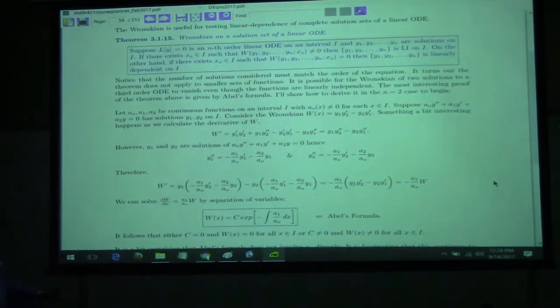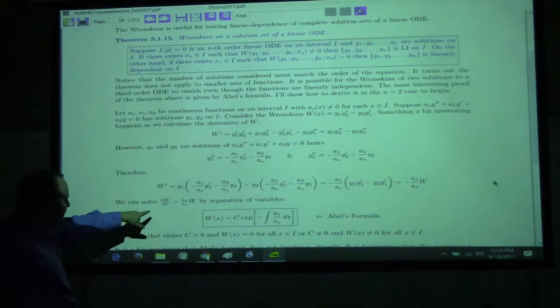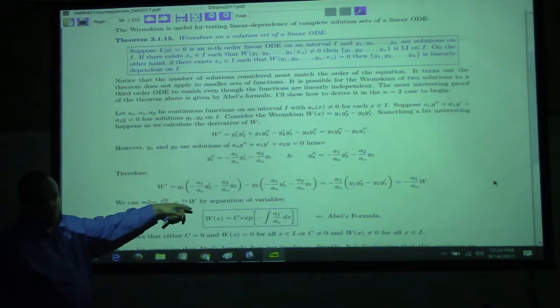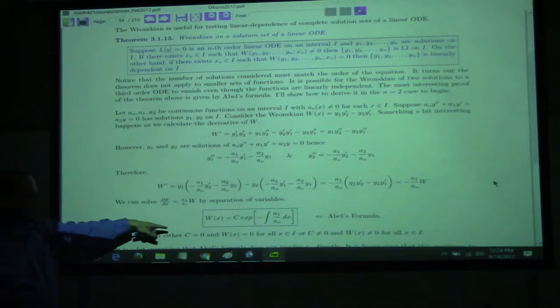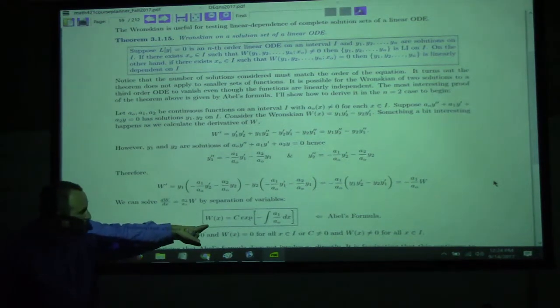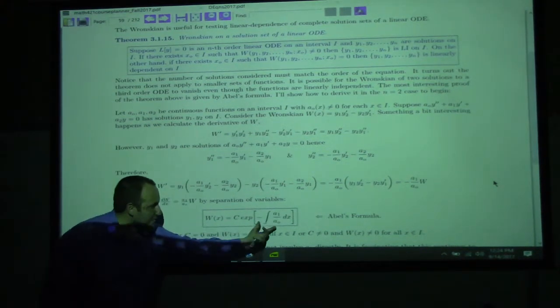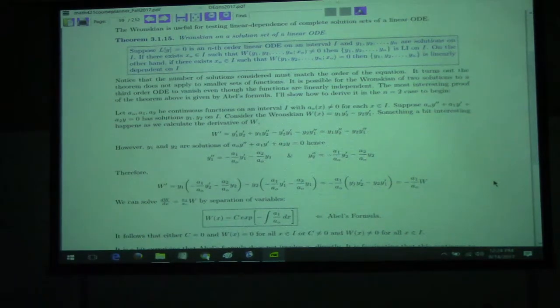But that is a differential equation we can solve, right? So that's dW/dx is minus a1 over a0 times W. We can solve that. That's separation of variables. And so you solve it, and that gives us the formula that W of x is C times the exponential of this. This is Abel's formula.